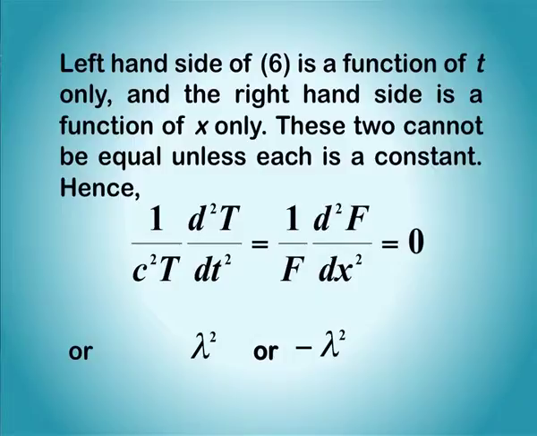So, what we write is, the left hand side that we have is 1 upon c square T d2T upon dt square, capital T being the function and small t is the time, should be equal to 1 upon F, F is a function of x alone, d2F upon dx square, x is a variable, as you can see on the very first part of this lecture, all are equal to a constant. Now, if this is equal to a constant, what we do is that we suppose either it could be a lambda square or it could be minus lambda square.